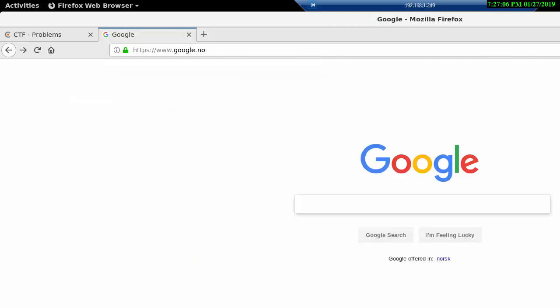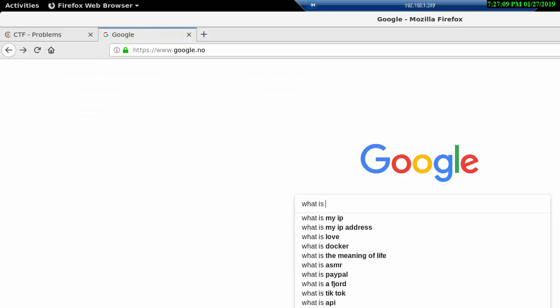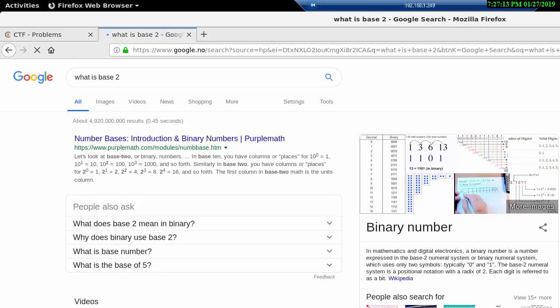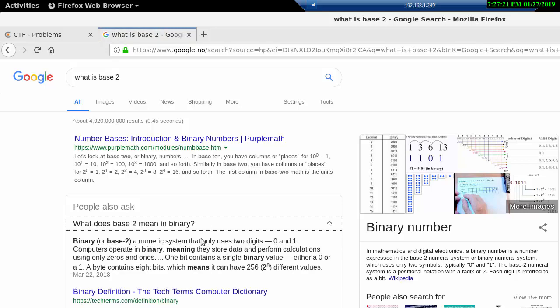And while we're at it, what is base 2? And here, what does base 2 mean in binary? We see it's a numeric system that only uses 2 digits, 0 and 1. And computers operate in binary, meaning they store data and perform calculations using only zeros and ones. So when you write text, the computer is not going to save that as text.